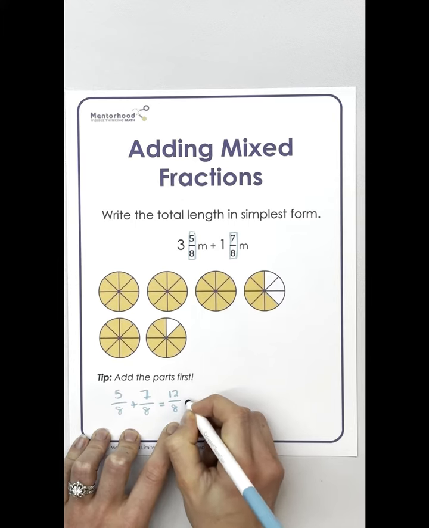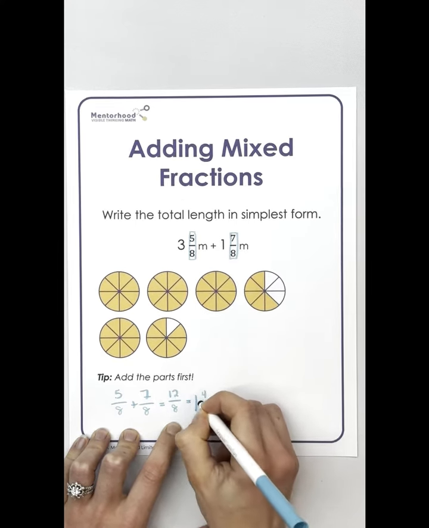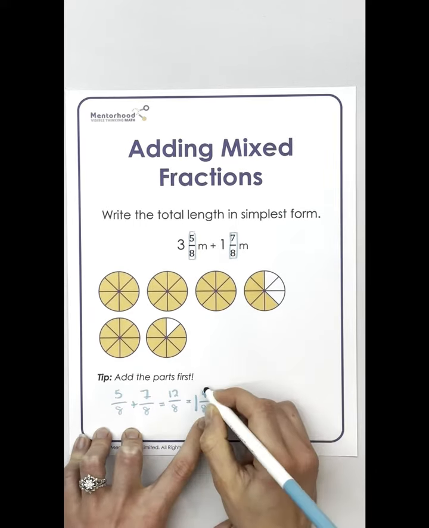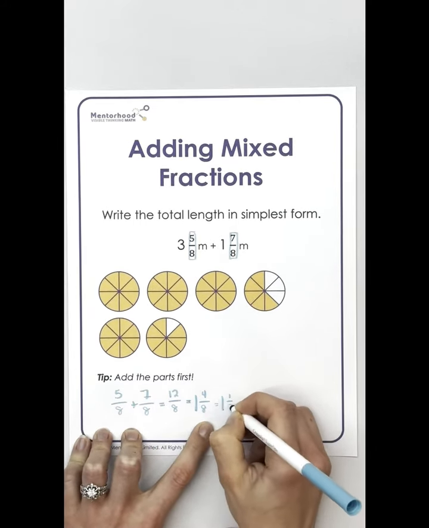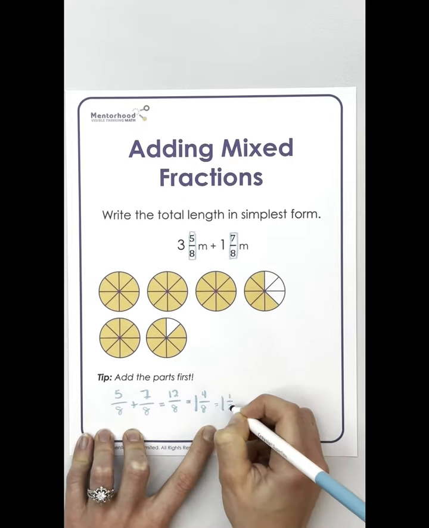So let's extract out the wholes. So how many whole groups of 8 are there in 12 eighths? Well, there's 1. And then there's going to be 4 eighths left over. Or 4 eighths is the same as 1 half. So this is 1 and a half, because these both divide by 4. 4 divided by 4 is 1. 8 divided by 4 is 2.